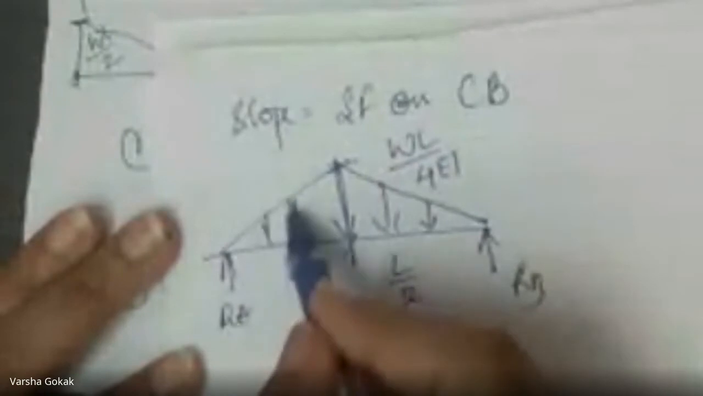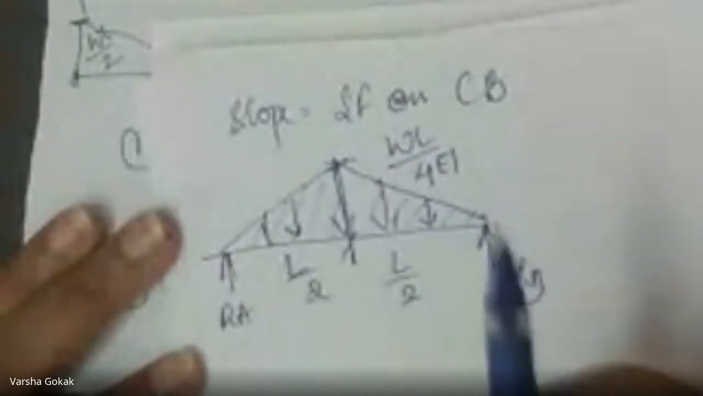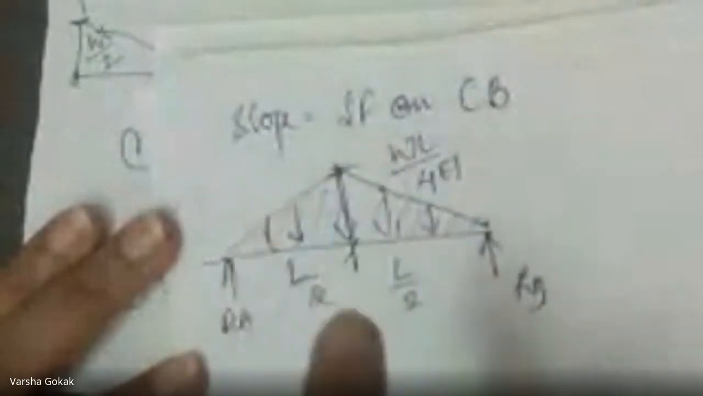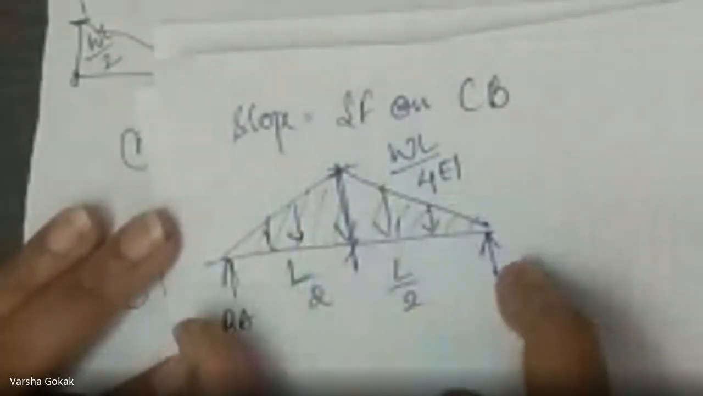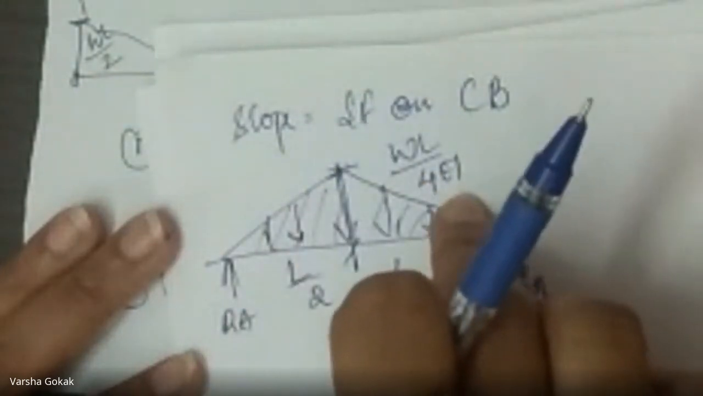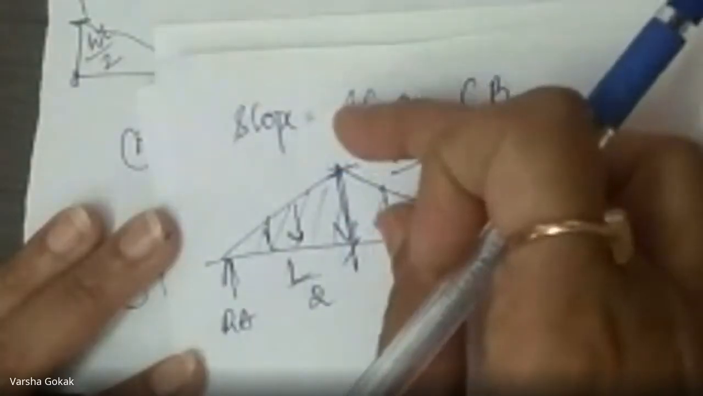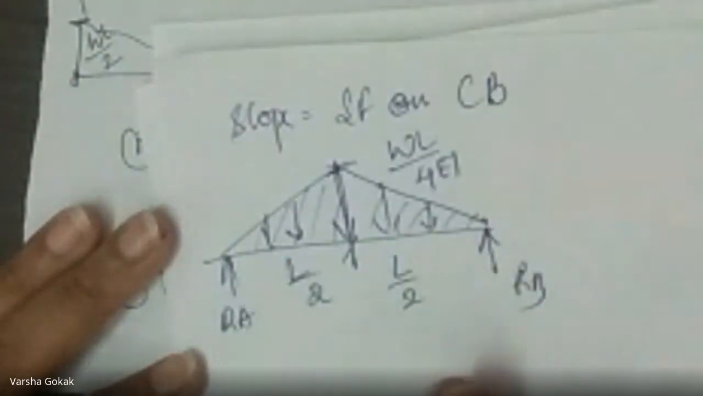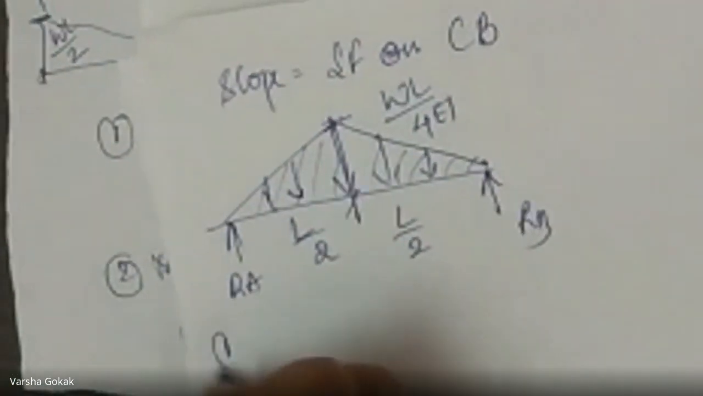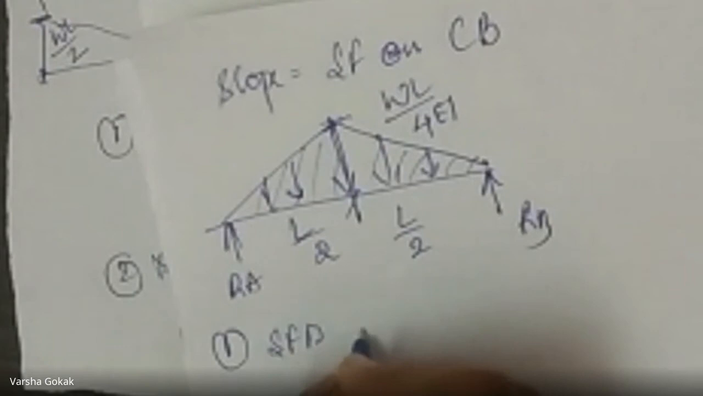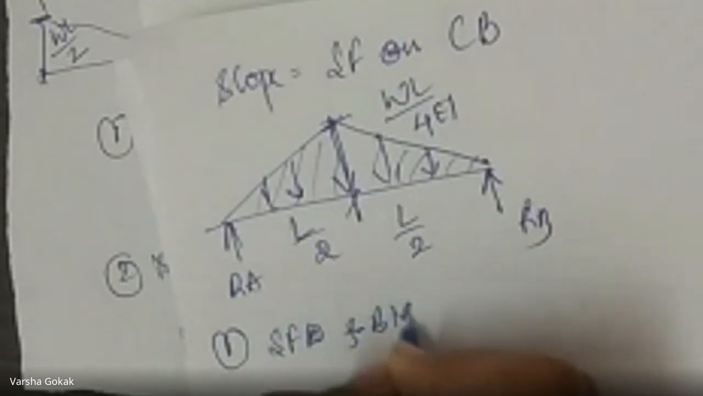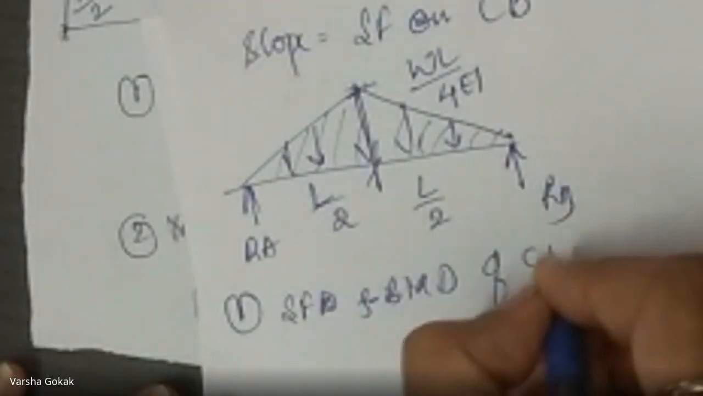Correct? Now this forms a triangle. This also forms a triangle. There are two triangles. Either you can take them together as one big triangle, that is half base into height, or you can take them as two individual triangles, that time you will take half, base is L by 2, height is this, base is L by 2, height is this again. Clear? So first let us find the shear force and bending moment diagram of the conjugate beam.